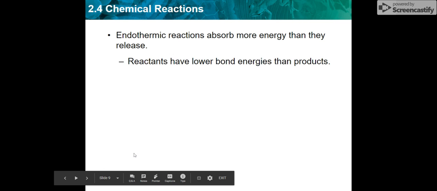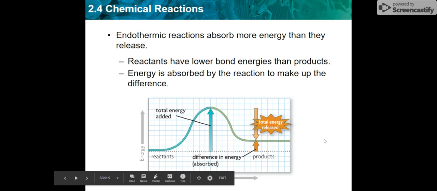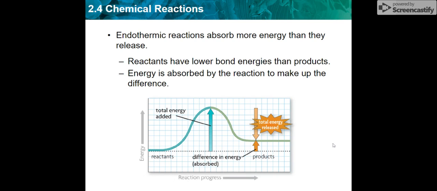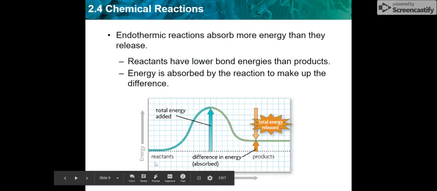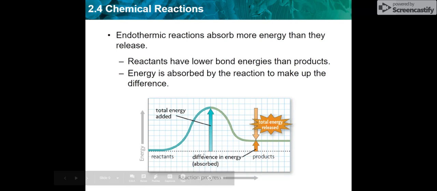Well, the opposite is also true. We have endothermic reactions where the energy of the reactants is actually lower than the energy of the products, meaning that overall we had to add more energy to get the reaction started than we get at the end when the reaction is finished. Okay, so you can see that the products are higher on this graph than the reactants. So overall energy is added in from the environment.